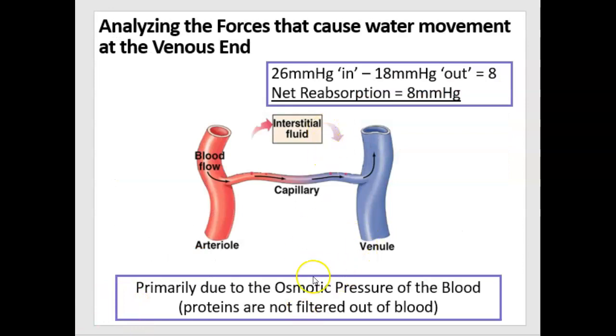In total, we see that net reabsorption at the venous end is 8 millimeters of mercury. So fluid will go in. And this is primarily due to the osmotic pressure of the blood. The proteins that remain in the blood and have never been filtered out at the arterial end, they're still in there. And so they draw the water back in.